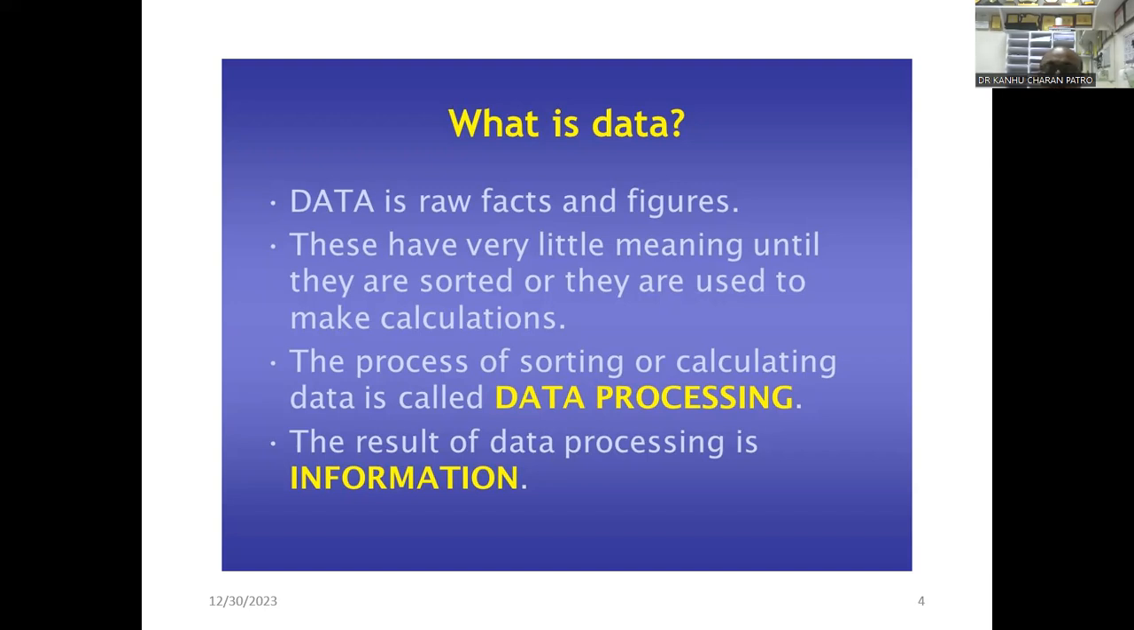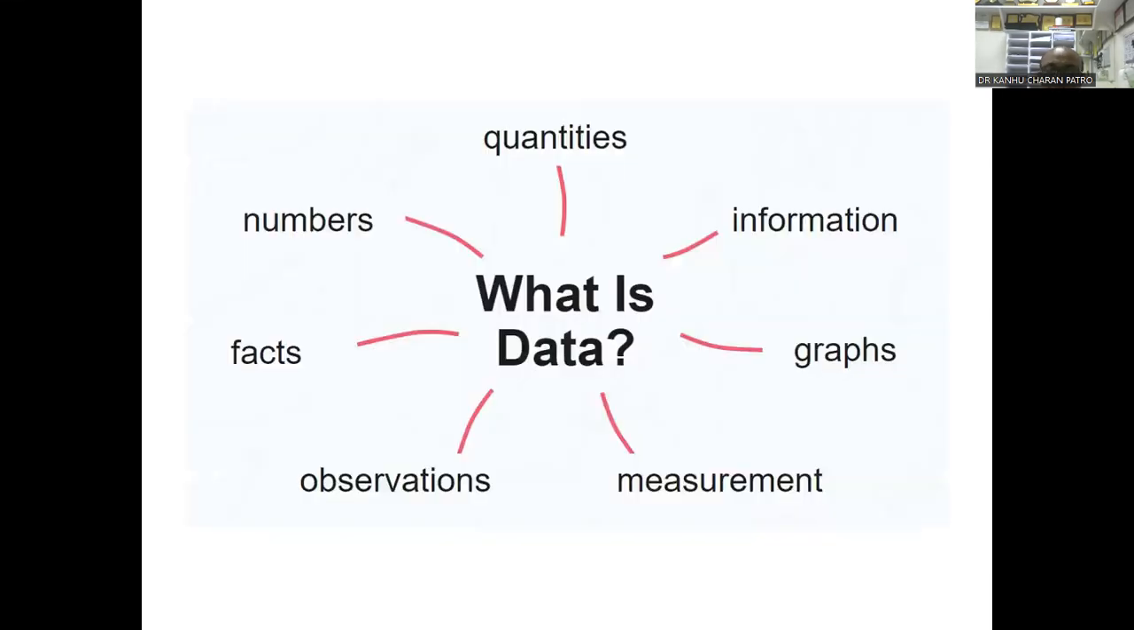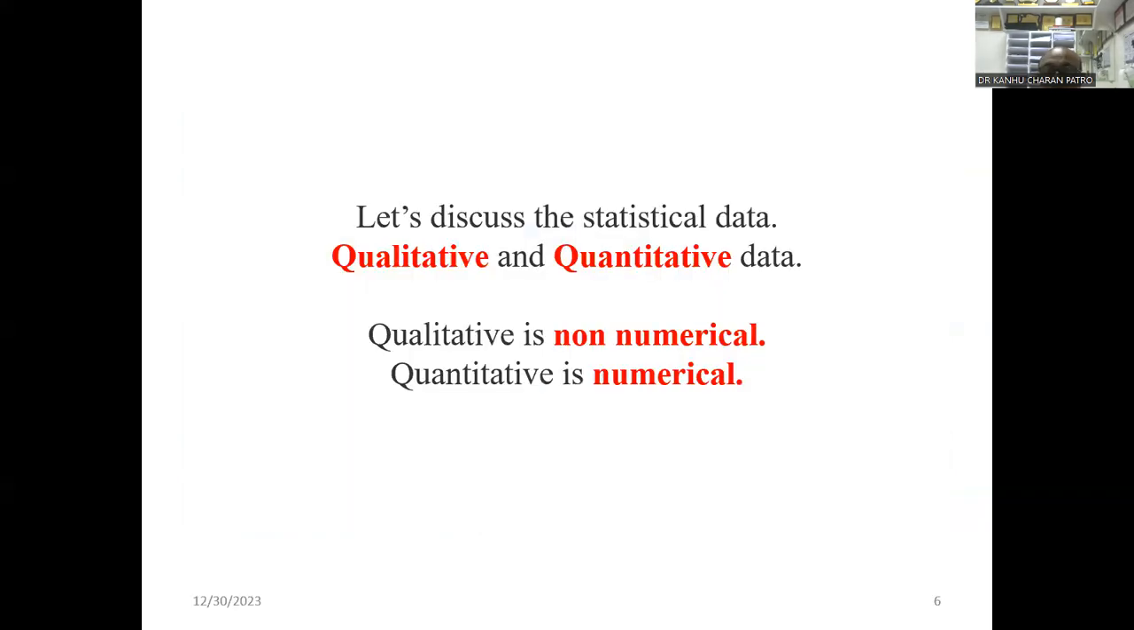So the data is very important. So what are the types of data, we will understand. Data may be quantities, numbers, facts, observations, measurements, and presented with graphs. These are the information. So this data may vary, but it looks messy. So what do we have to do? Basically it divides into qualitative data and quantitative data. Let's discuss the statistical data, either qualitative or quantitative. Qualitative is non-numerical, quantitative is numerical, it is self-explained.